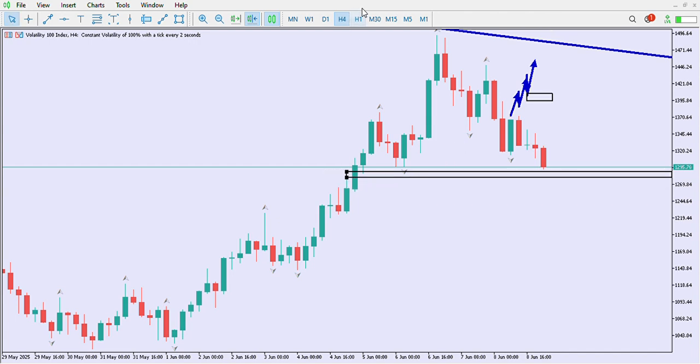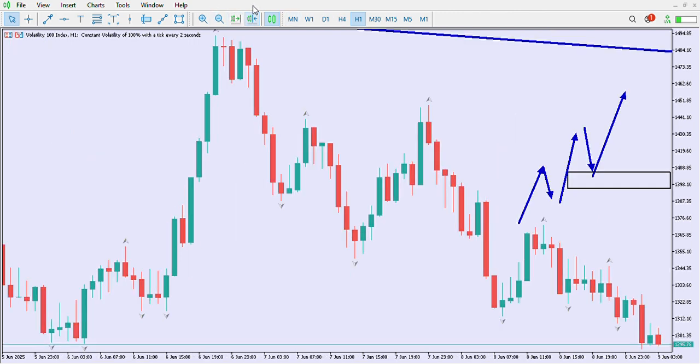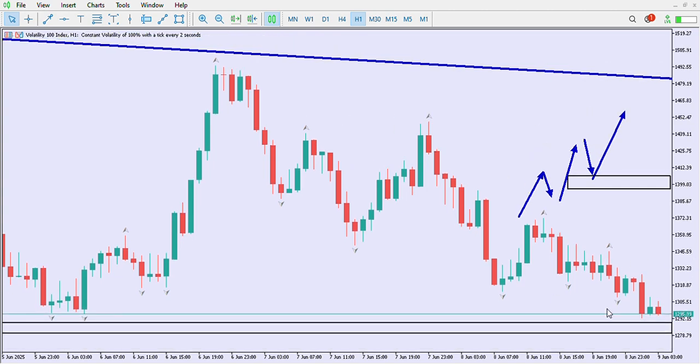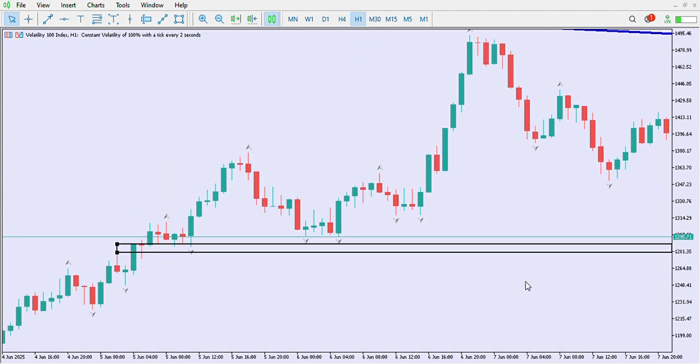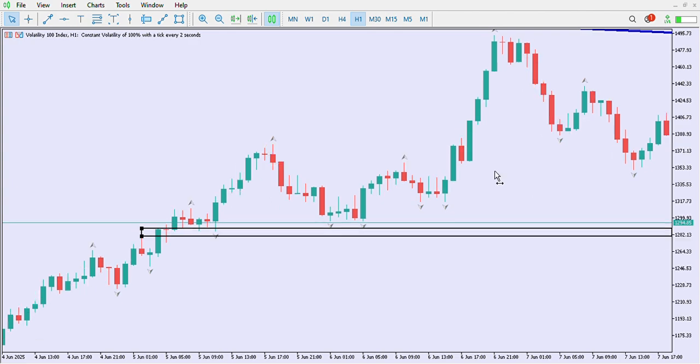So to be precise, what I'm trying to say is you're looking under that daily fair value gap, at the 50% level, or a fair value gap within that fair value gap in the higher time frame. Are you getting my point? So that's how I'll be waiting to see how the market reacts.